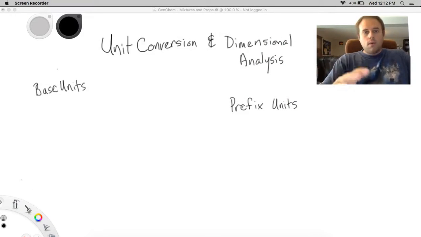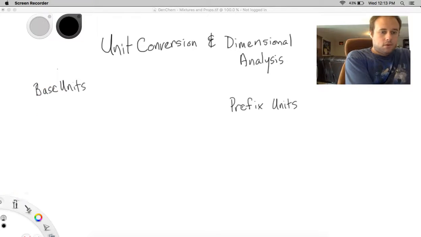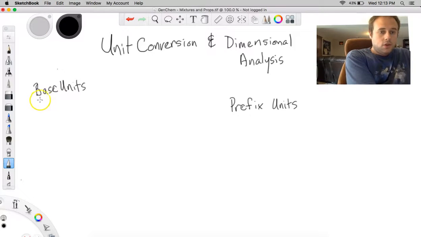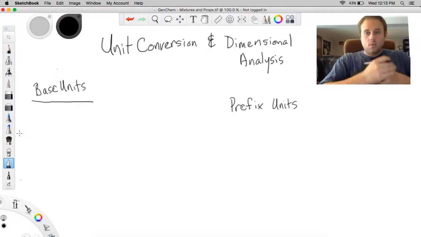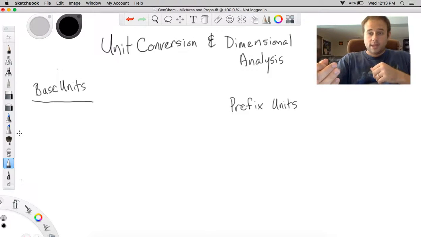All right, so when we're dealing with unit conversion and dimensional analysis, you need to first familiarize yourself with your base units. When we talk about base units, we're talking about the main unit that tends to be utilized or accepted. It's also known as the SI unit, the Standard International Unit, or System International Unit. And that stems from using the metric system. So everybody, when we deal with chemistry, we use the same measurement techniques.